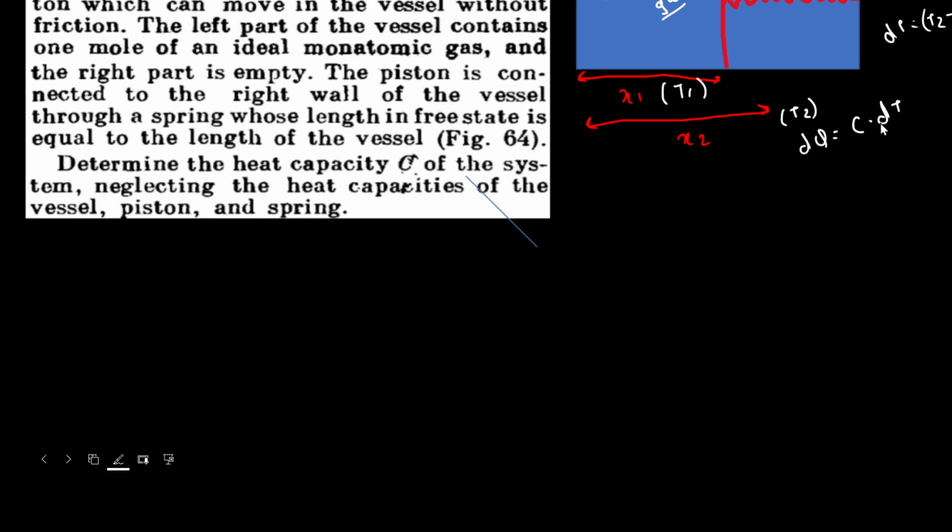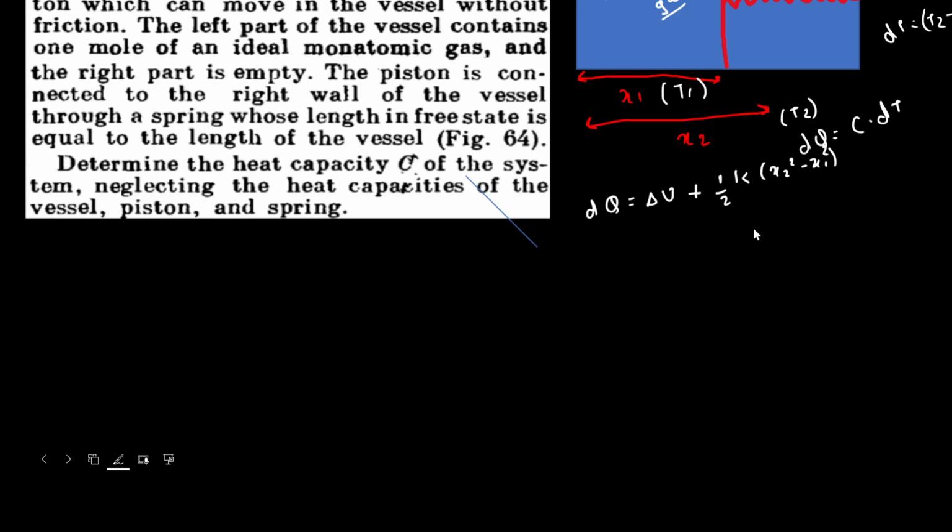Now, let's start with the first law of thermodynamics. So dq equals the change in internal energy of this gas, plus the gain in potential energy when the piston moves from distance x1 to x2, and that is half k (x2 square minus x1 square).